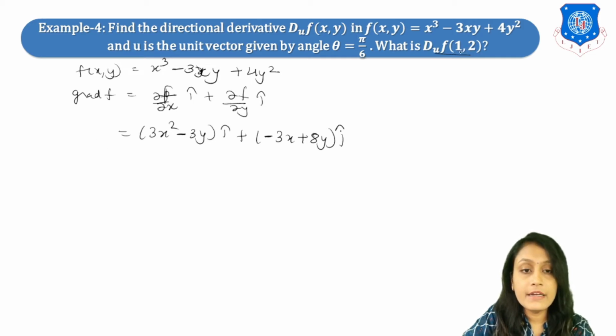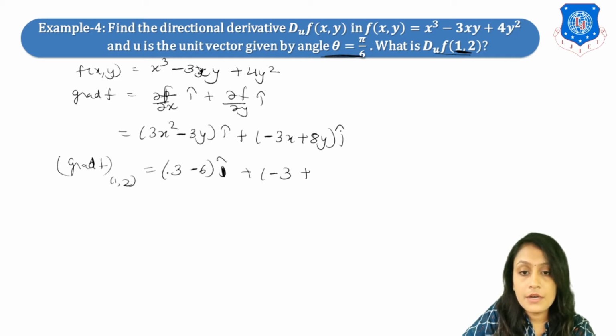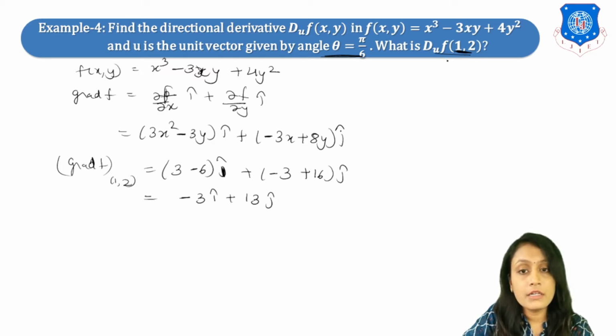Now we have to find the gradient at which point? (1, 2). This is your direction, okay. So we will find the value at this particular point, (1, 2), okay. So the gradient of f at (1, 2) is what? Now in place of x substitute 1, so here you will get 3 minus 6, okay. This is i cap, plus minus 3 plus, now here 8 into 2, so it will give you 16j, okay. Simplify this, so minus 3i plus 13j, okay. So this is your gradient of f at this particular point, (1, 2).